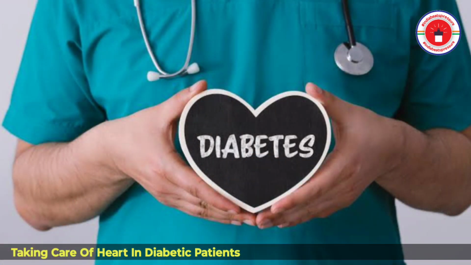Today we are going to start a topic regarding how to take care of your heart in diabetic patients. First of all, we want to know what diabetes is. When the blood sugar level is more than 140, we can tell that it's diabetes. There are two types of diabetes, type 1 and type 2. There are many other subtypes, but the major ones are type 1 and type 2 diabetes.